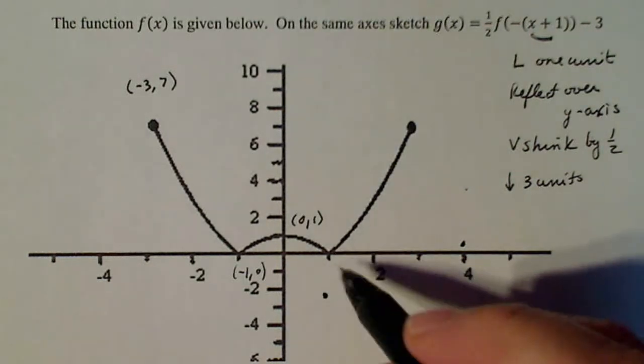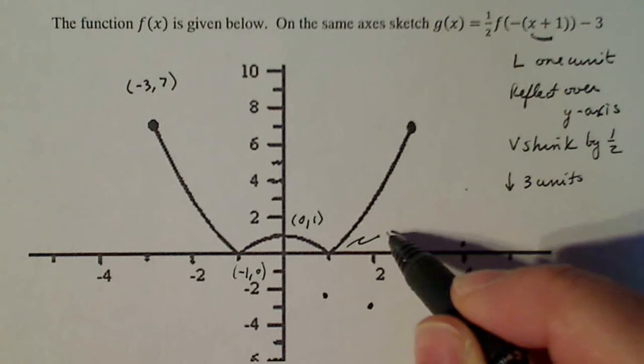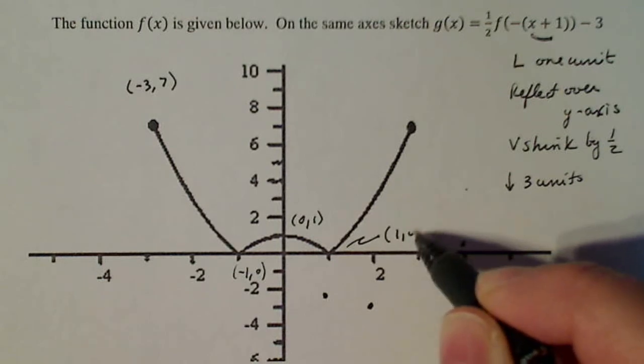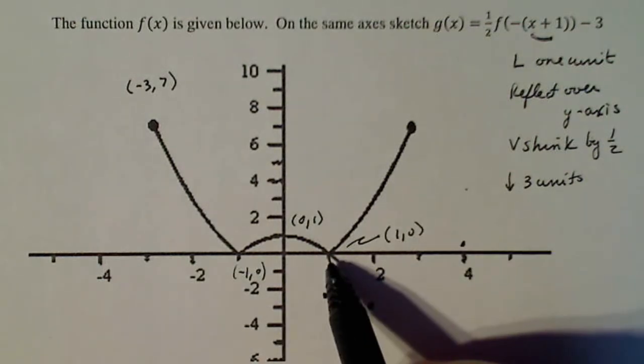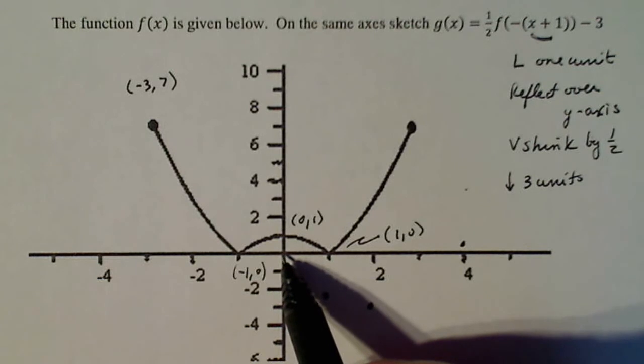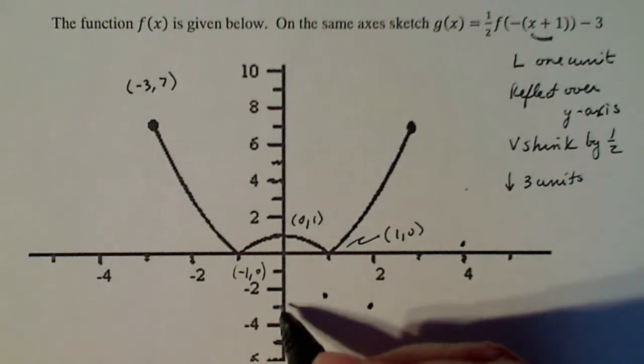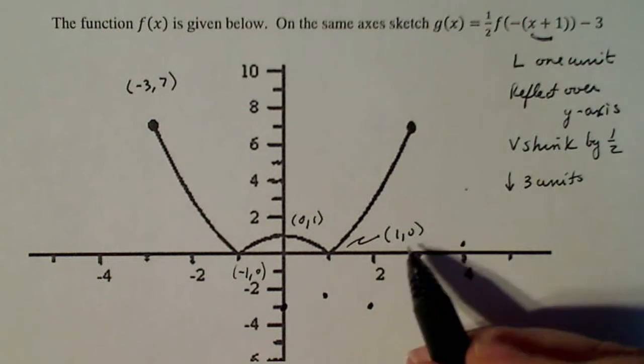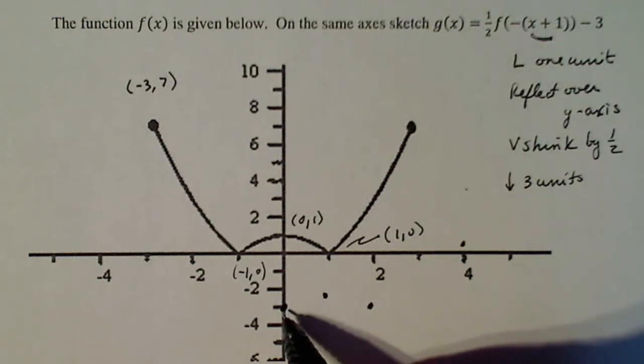Now this point right here is 1, 0. So I'm going to shift it 1 unit left, and a reflection over the y-axis, it doesn't move anywhere because it's on the y-axis. A vertical shrink by 1/2 doesn't move it anywhere because it's on the x-axis as well. And then I just go down 1, 2, 3 units. So the point 1, 0 ends up at 0, -3.